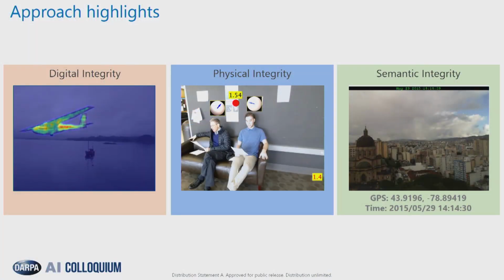So now I'm going to give you 3 highlights from the program, one for each of the integrity levels. At the digital integrity level, I'll show you a deep learning technique for detecting the addition of objects. At the physical level, I'll show a way to detect that a video may have been composited by looking at lighting on faces. And then at the semantic level, I'll talk about an approach for verifying the location and time of an image using weather information. These all use deep learning and AI techniques.